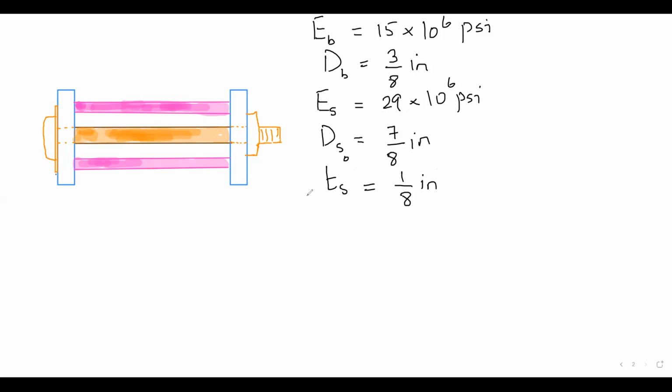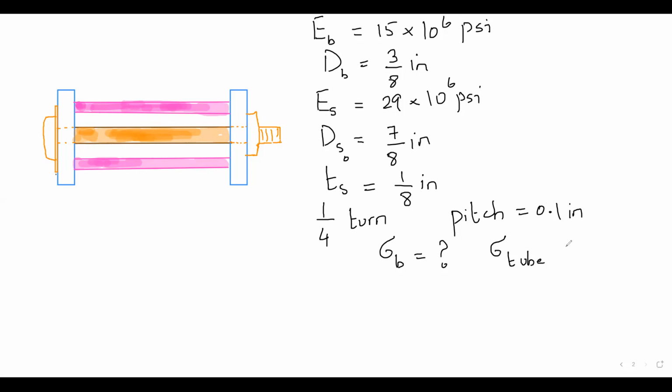After the nut has been fit snugly, it is tightened a 1/4 full turn. Knowing that the bolt is single threaded with a 0.1 inch pitch, determine the normal stress in the bolt and the tube.